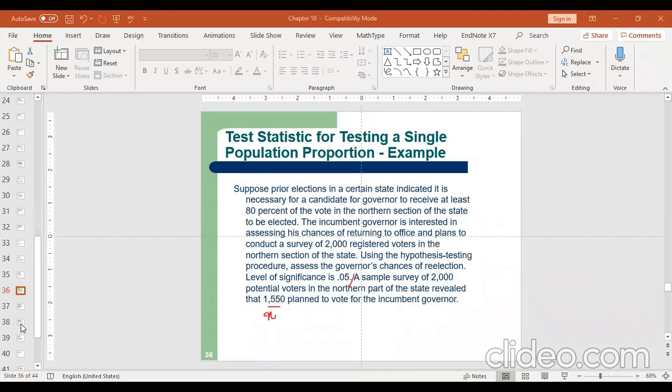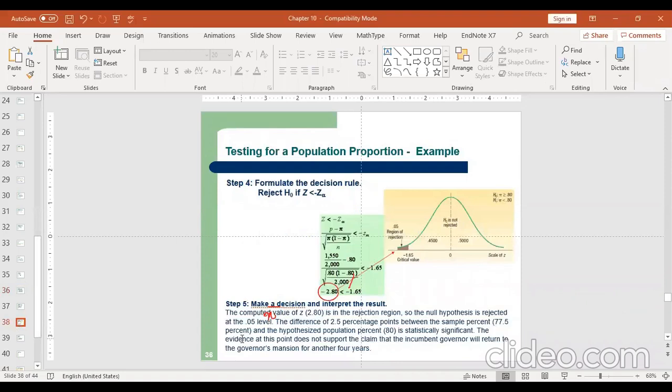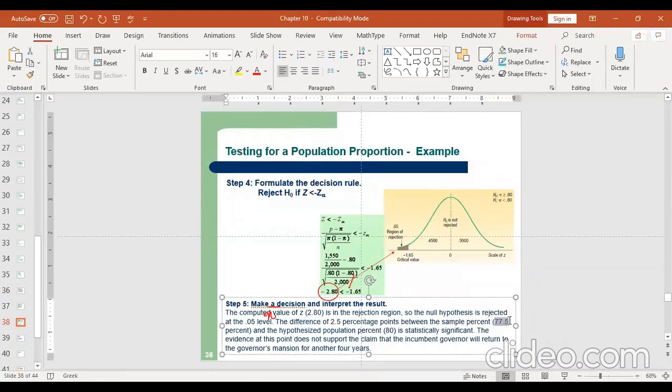So let's see what the decision is. Let's interpret the results. The computed value of Z is minus 2.80. So we are stating this value in brackets, which means it's a negative value, and it is in the rejection region. So the null hypothesis is rejected at the 5% level. There is a difference of 2.5 percentage points between the sample proportion and the population proportion. This difference between these two is basically called the sampling error.